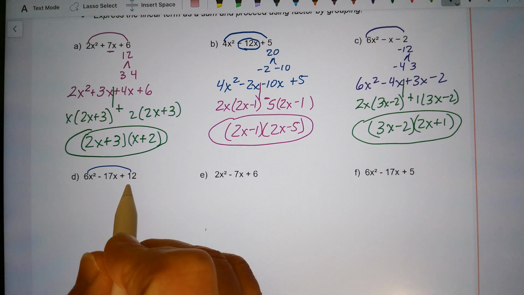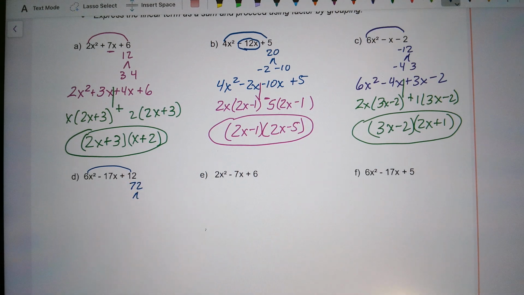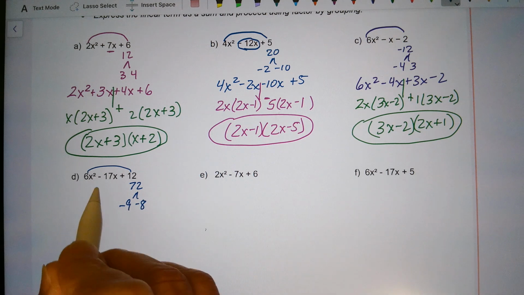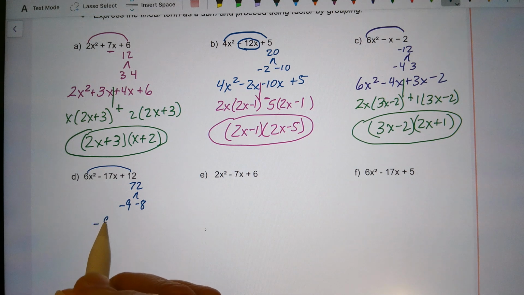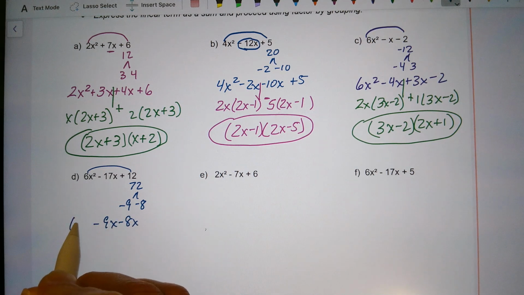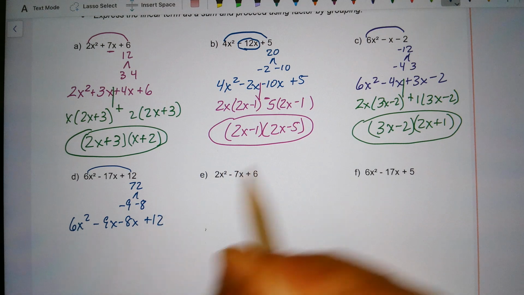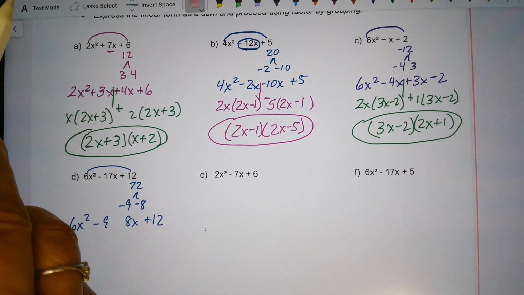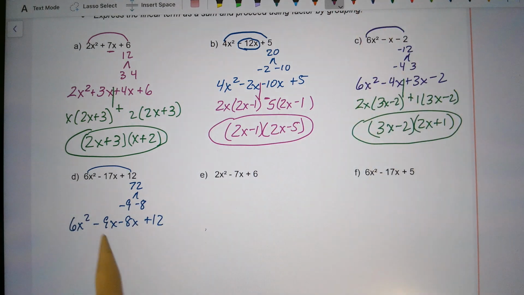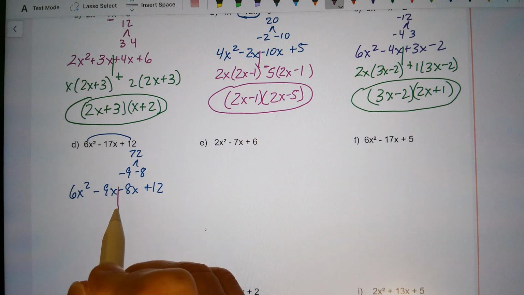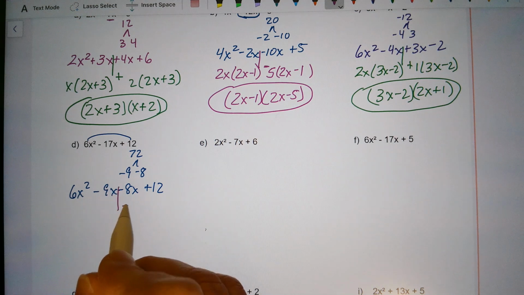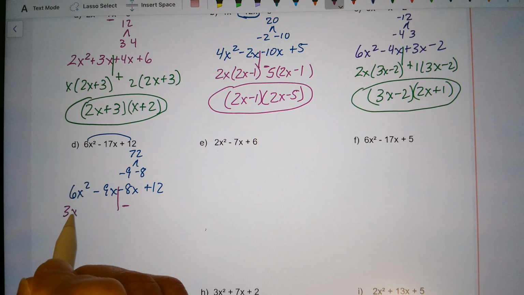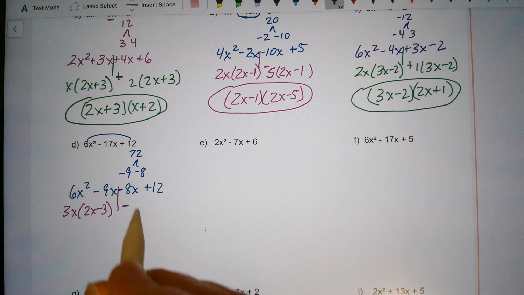6 times 12, 72. Factors of 72 that sum to negative 17 are negative 9 and negative 8. So rewriting negative 17x as negative 9x minus 8x. Now splitting, because we have 4 terms. Let me not forget to bring down the operator. GCF here, 3x, 2x minus 3.